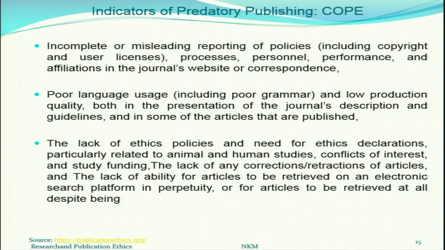And then we have to understand some other indicators of predatory publishing according to COPE. COPE defines that such journals give incomplete or misleading reporting of policies, including copyright and user licenses, processes, personnel performance and affiliations in the journal's website and correspondence.